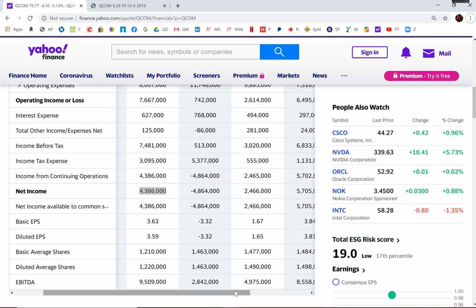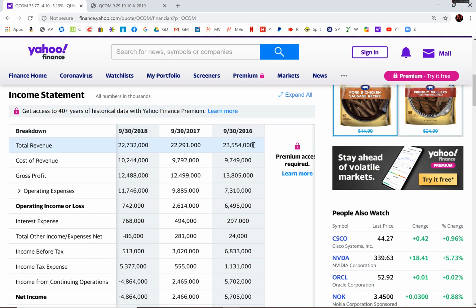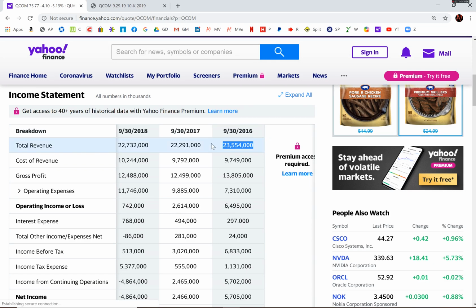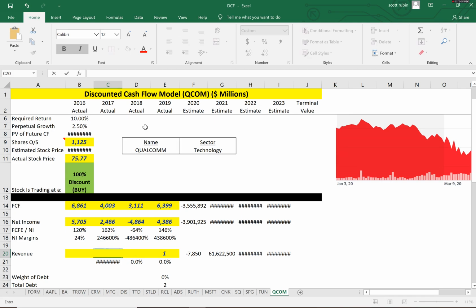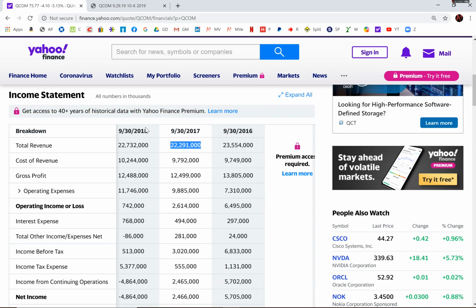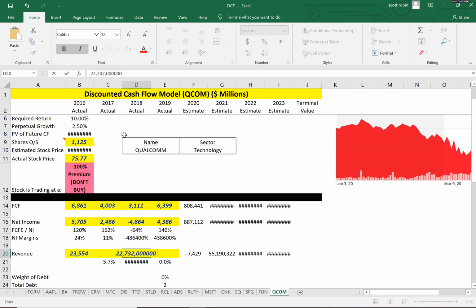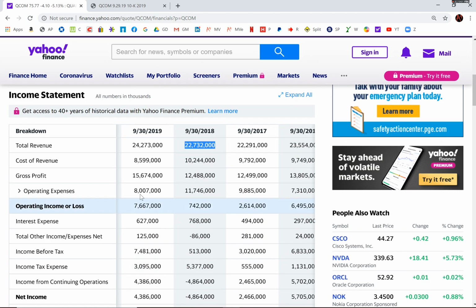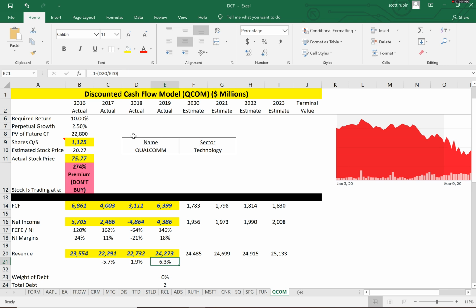Now let's get the revenue. $23 billion in 2016, 2017, 22. 22 again in 2018. And I'm doing this fast, but when you do it, you want to be careful not to put the wrong number in the wrong spot. But I can kind of eyeball it and see it looks pretty consistent, so I'm probably doing things right.